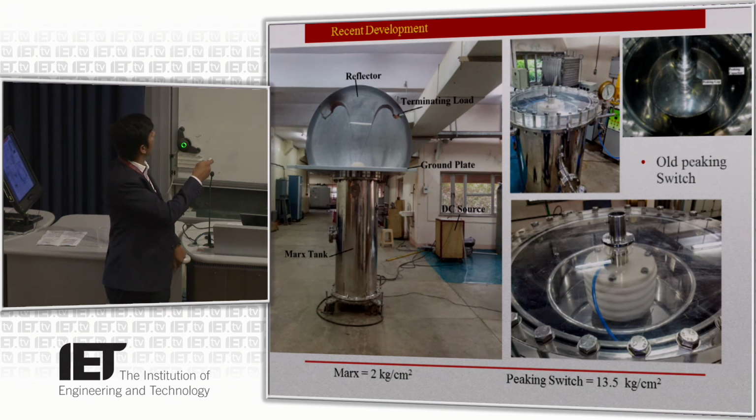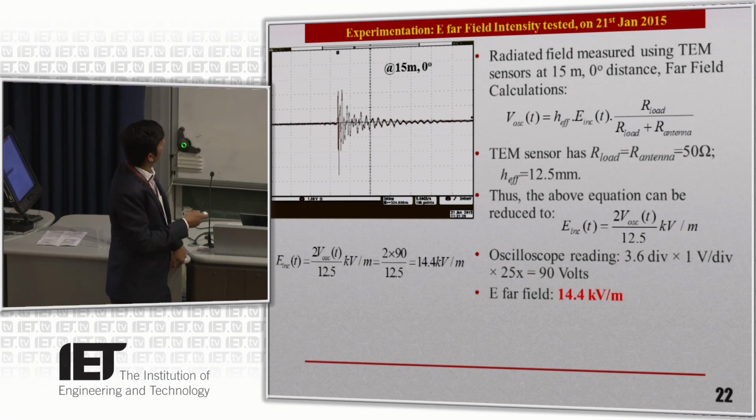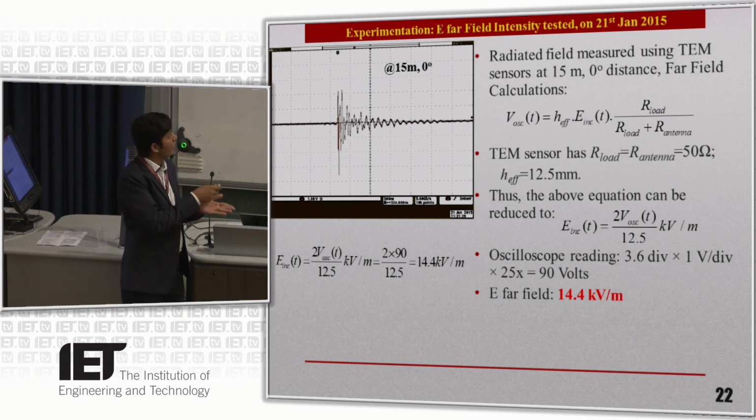It is very low inductive in nature, so that will avoid the ringing effect on the observation. So these are the sensor calculations, because we are using a sensor which has an effective height of about 12.5 millimeters, and the oscilloscope reading, V oscilloscope, is 90 volts. So the E far field calculation is based on that, and these are our own developed TEM sensors. These sensors are really working well, and we have got a final E far field intensity of 14.4 kilovolt per meter at a 15 meter distance from the center of the source.